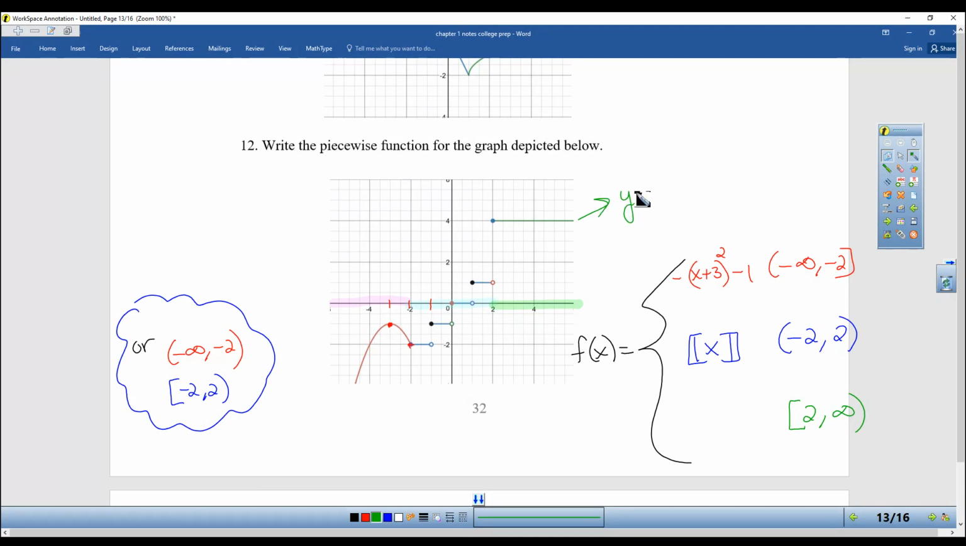This is a piece of the line y is equal to 4. So as hard as it is to do, you can't actually write y is equal to 4. You just write 4. And sometimes that's a little hard for people. But remember, this f of x means y is equal to, y is equal to, y is equal to. So maybe that helps. It's y is equal to 4 just from 2 to infinity. I know this is hard. I appreciate your hanging in there.